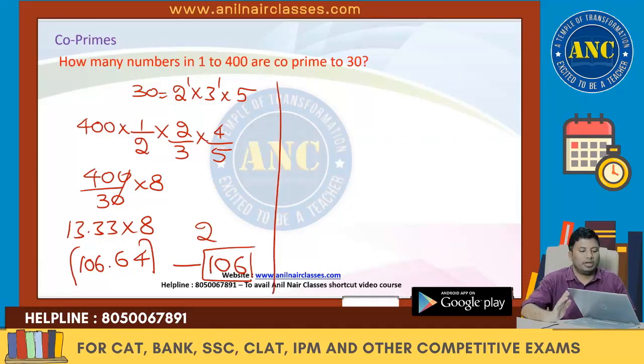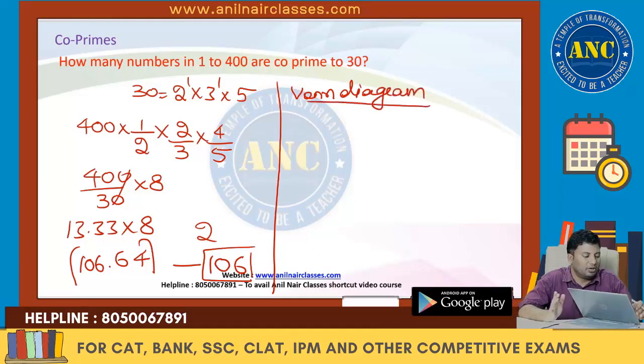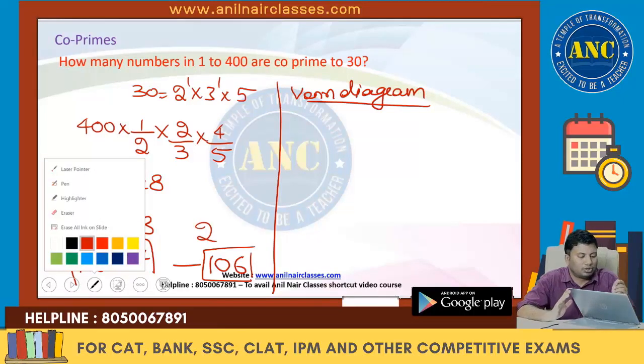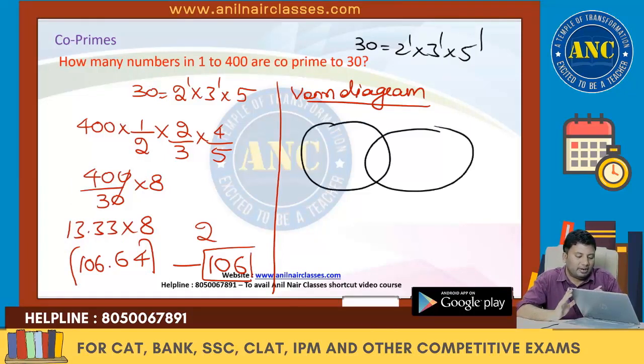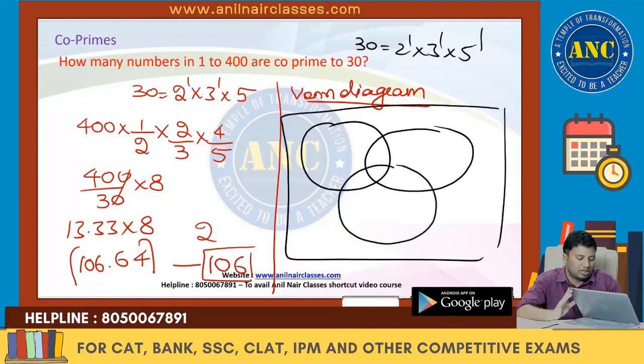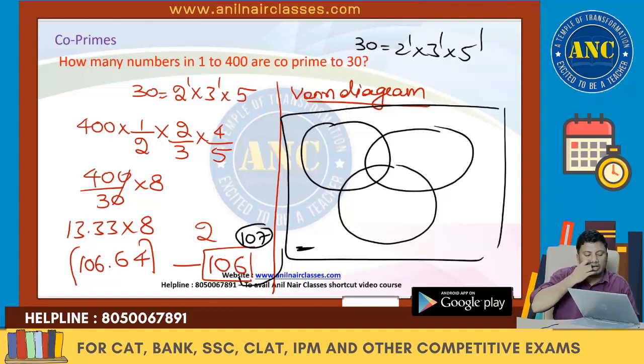Please check it out by using Venn diagrams. I hope the logic is clear. You can check it out by using a Venn diagram. Co-prime to 30. 30 is nothing but 2 into 3 into 5. Divided by 2, divided by 3, divided by 5. Take every value and do this. Check if the calculation is giving you 106 or 107, right? Then check it accordingly if there is any calculation mistake.